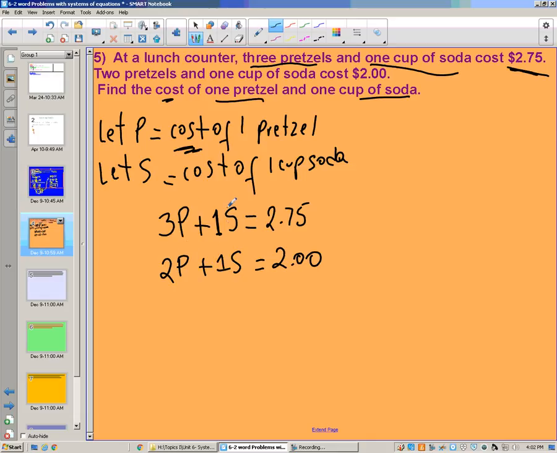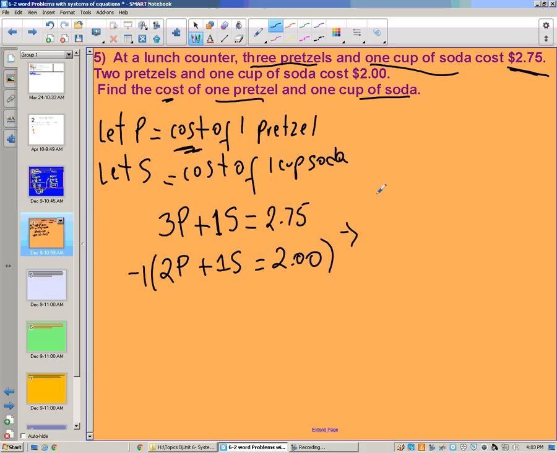So I notice that I have a positive 1S and a positive 1S. They're not going to cancel out, I have to work with them a little bit, because for them to cancel out or equal 0, they have to be different signs, positive and a negative, right? So in order to do that, I need to change one of these equations. I have to multiply the whole equation by negative 1. Because then what's that going to look like?